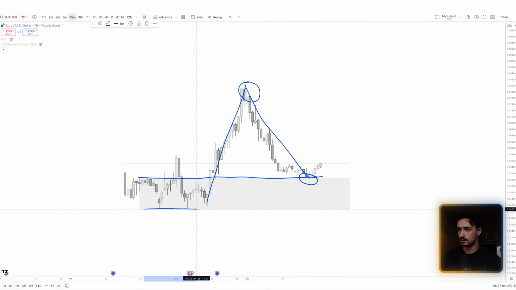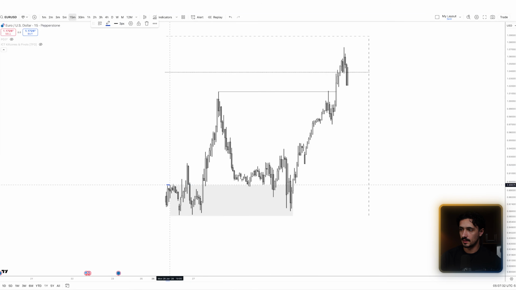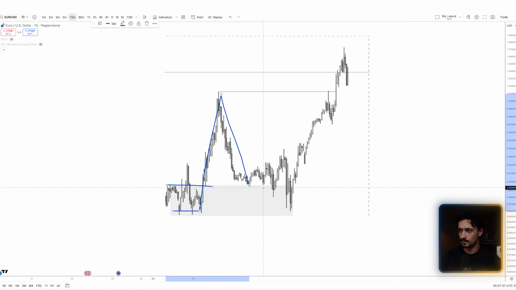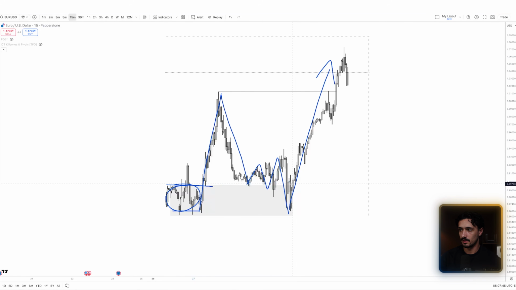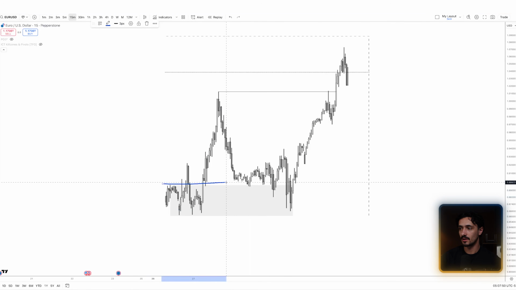And then what happens at this level? Here is our demand. Here is our expansion out. Price comes back to this level, right? Sellers are trying to attack this level. Failure to do so. And then price has the continuation expansion from this area of price. This area of price is very clearly and obviously an institutional area of demand.